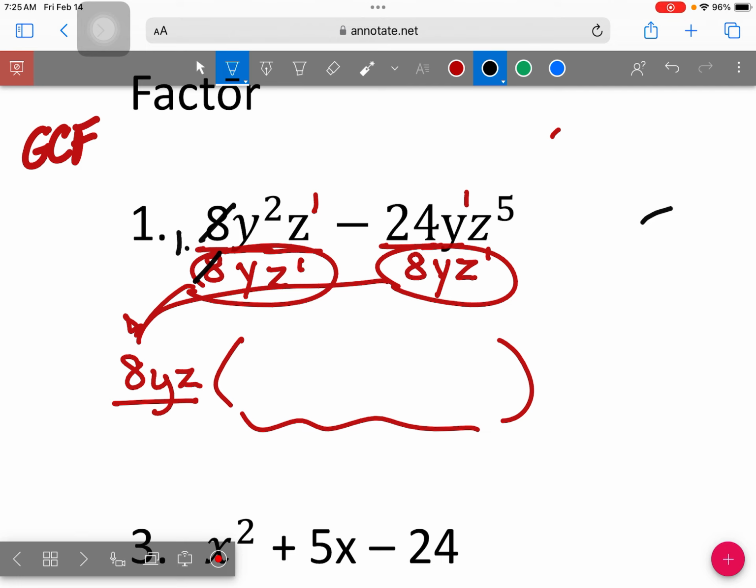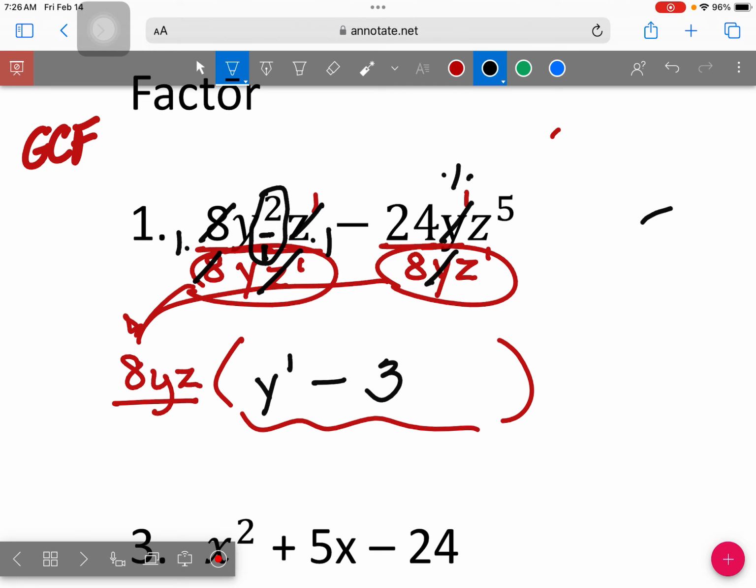Y squared divided by y to the first. You are subtracting, so that is y to the first. And z to the first divided by z to the first, that simplifies out to be a 1 also. So from that first term, all I have left after dividing this out is y to the first. Minus 24 divided by 8 is 24 divided by 8, 3, yes. And y to the first divided by y to the first, that's going to simplify out to be a 1.